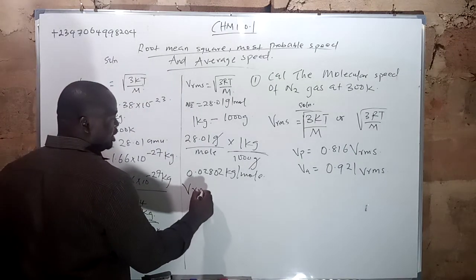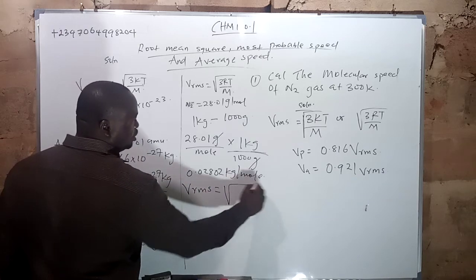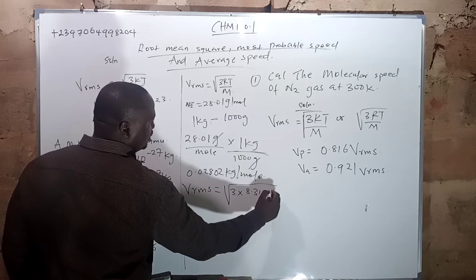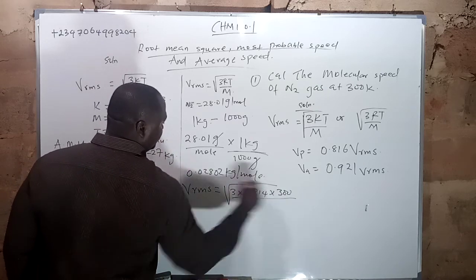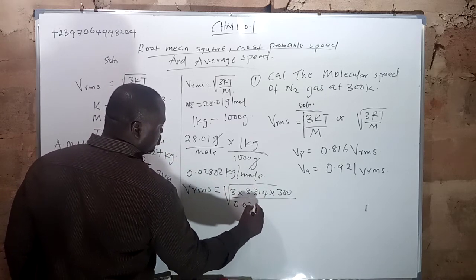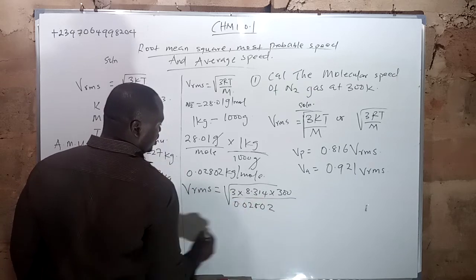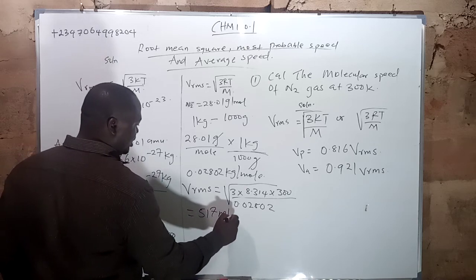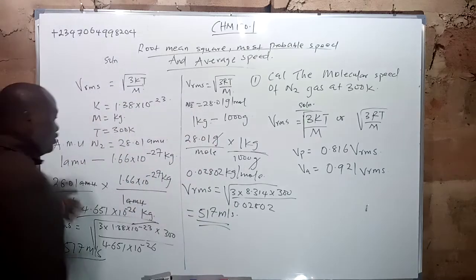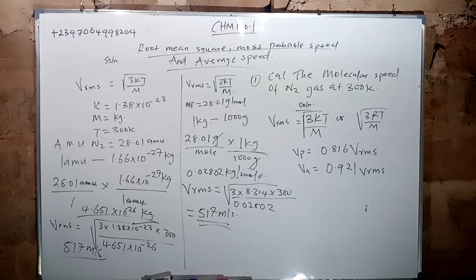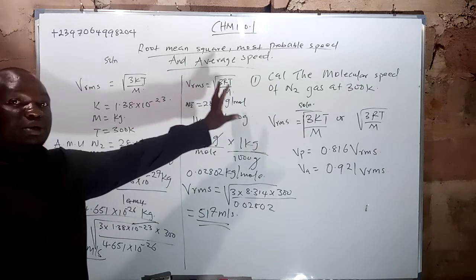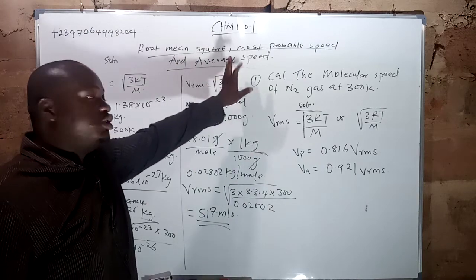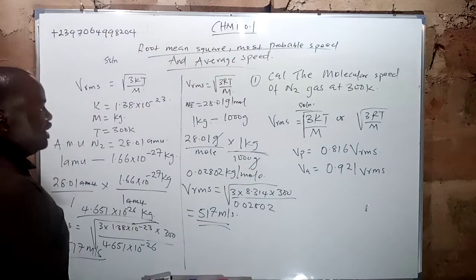So all you need to do is now insert it, and you still get the same answer. So VRMS is equal to the square root of 3 times 8.314 times 300 divided by 0.02801. You will still get the same answer of 517 meters per second. So please know which of the formulas that you want to use. Now remember, we also have to calculate the probable speed, which is the VP, and your average speed, which is the VA.